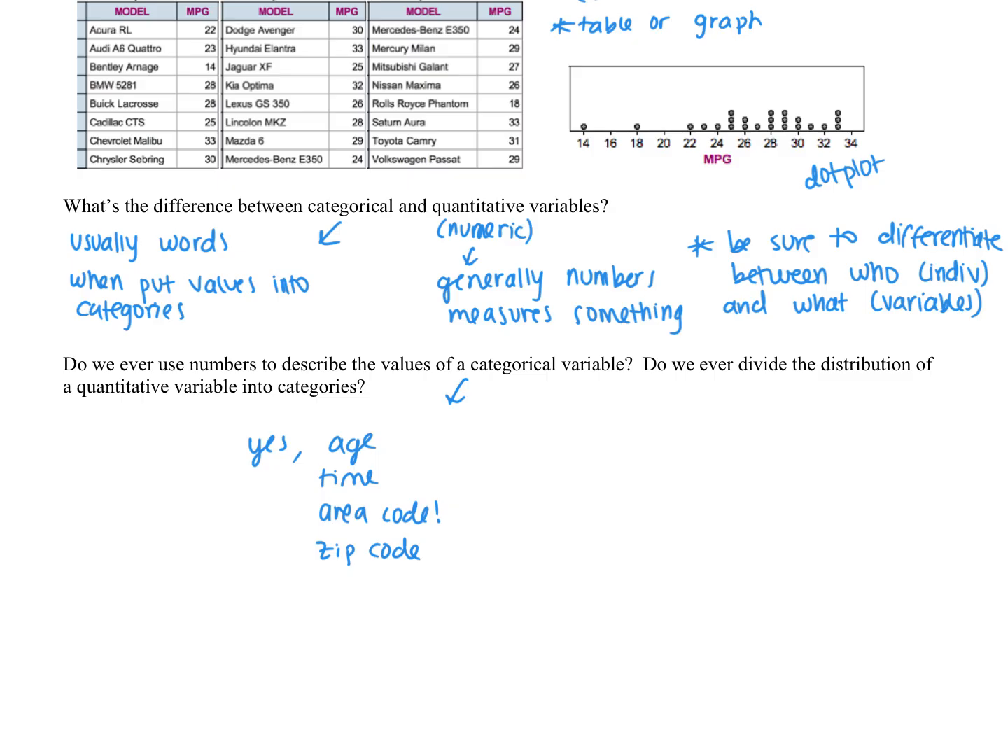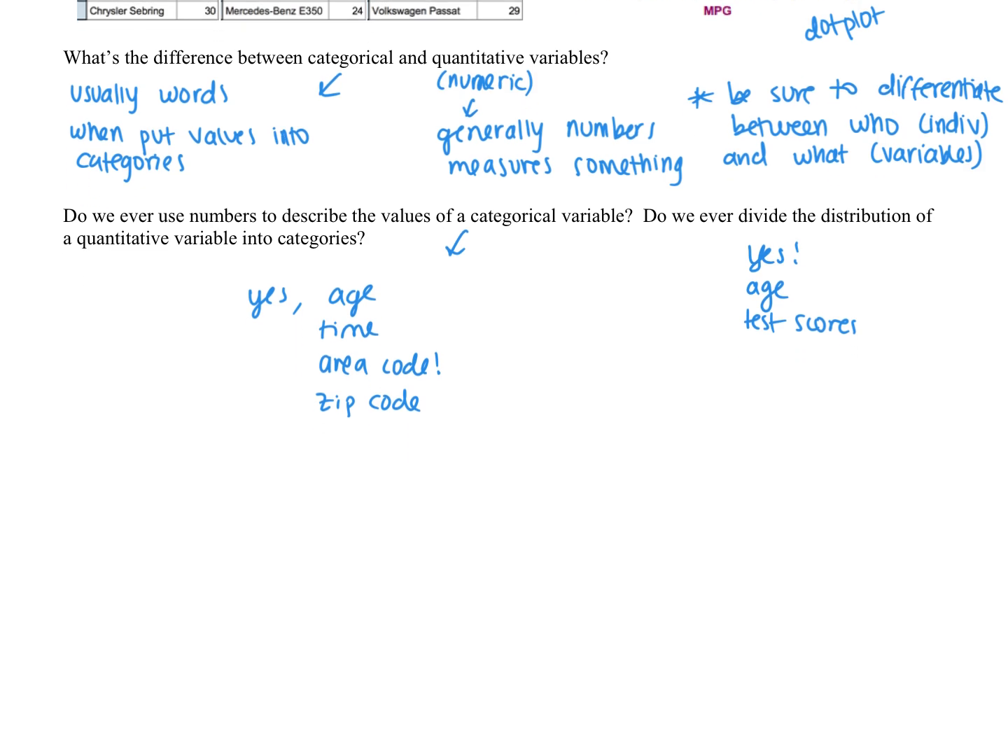Well, I would say age, again, generally gets put into categories, right? You're a teenager, you're a young adult, you're an adult, you're a senior, things like that. A lot of times test scores will get put into categories. You're meeting expectations, you're exceeding expectations, so on and so forth. And so one thing I want you to notice is age shows up in both. Age is a number. It can be categorical, it can be numeric. The question is, how do you decide? It depends on how you want to use the data.